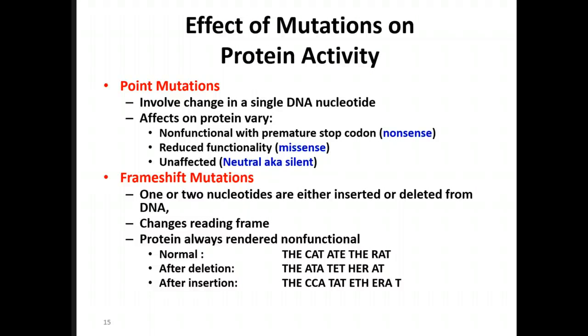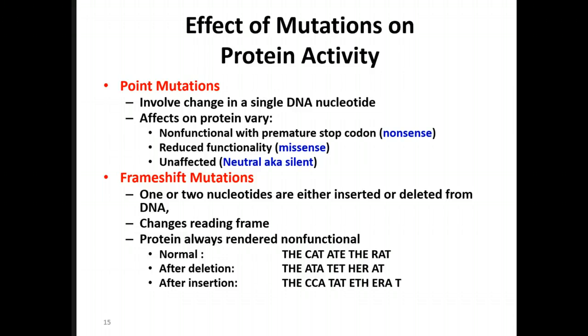Effects of mutations on protein activity. Point mutations. So as mentioned previously, a point mutation involves a change in a single DNA nucleotide. The effects on proteins vary. A single nucleotide change can result in a non-functional protein with a premature stop codon, which we call a nonsense mutation at the level of the protein.